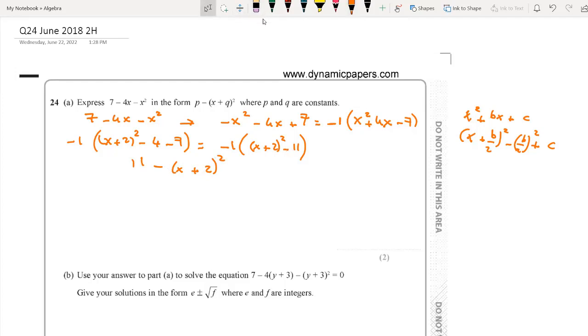So we have found that p is equal to 2 and q is equal to 11. Here, he's not asking about p or q, he's just asking for the form. So we have just answered the question by finding the form. So this is the answer. Then let's move to the next part.